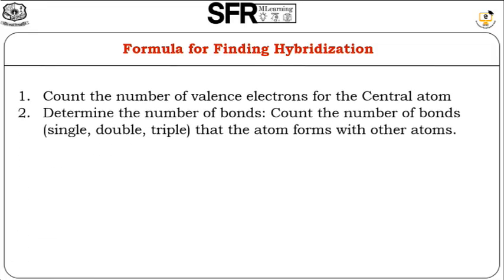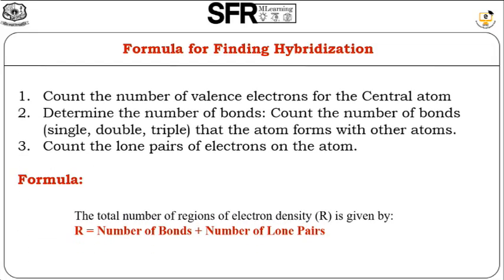The first method is the formula, or the regions of electron density. We calculate from electron density. So, R is equal to number of bonds plus number of lone pairs. It is a very simple formula, and we can predict the hybridization. From the hybridization, we can find the geometry of the molecule easily. So, what is meant by R? Count the number of valence electrons in the central atom, determine the number of bonds, then count the lone pairs present on the atom.